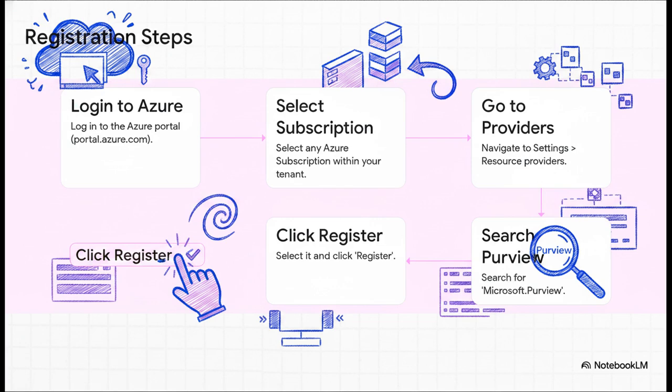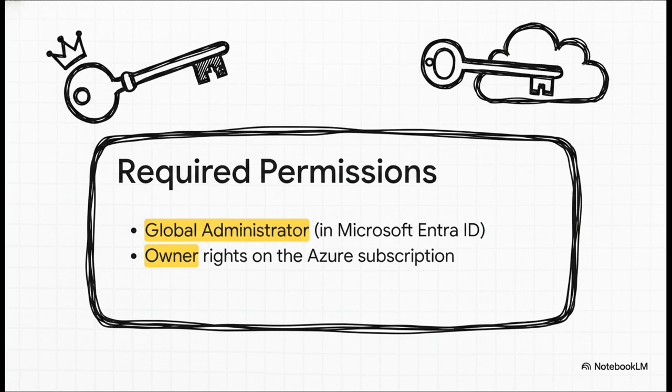First up, you're going to log in to the Azure portal. Then, just pick any Azure subscription you've got, doesn't matter which one. From there, you'll go to Settings and then Resource Providers. In that little search bar, just type Microsoft.Purview, select it from the list, and hit Register. That's it.